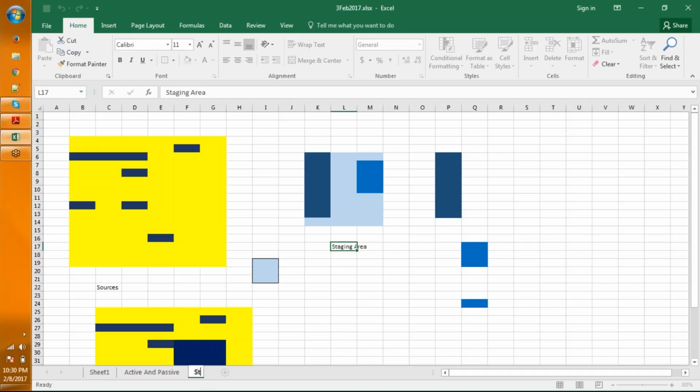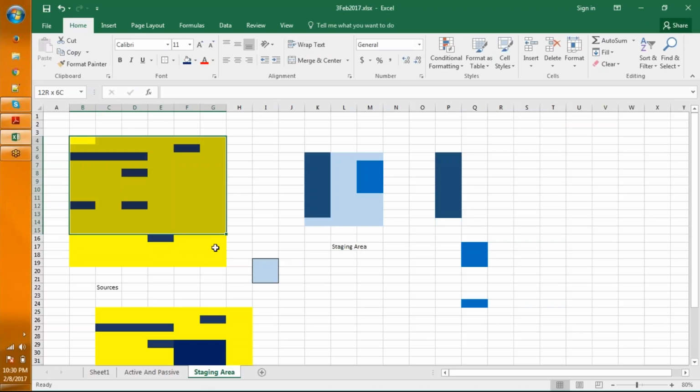So let's understand what a staging area is. Let's suppose we have a diamond mine. This yellow area represents our diamond mine, and these blue dots represent the diamonds that we have in our diamond mine.